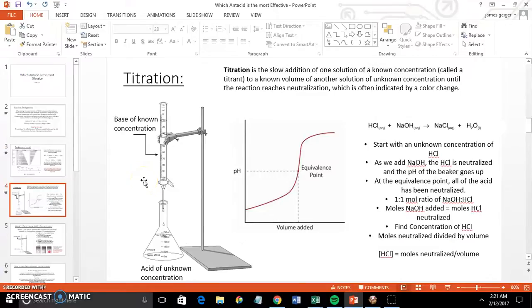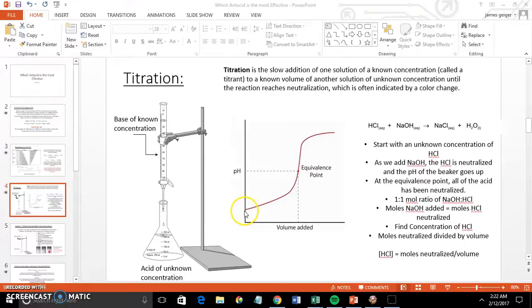Now when we're talking about titration, which is what we're going to be doing, titration is the slow addition of one solution of a known concentration, called the titrant, to a known volume of another solution of unknown concentration until the reaction reaches neutralization. This is often indicated by a color change. So what are we talking about? We have an acid of unknown concentration sitting in this flask right here. And then we have a base in here that we know the exact concentration of. And we're going to slowly add this base into this acid until it's neutralized.